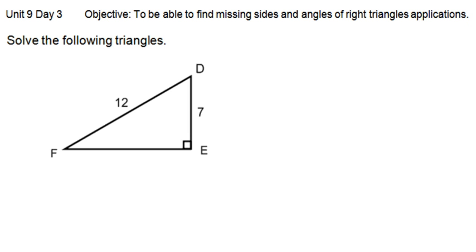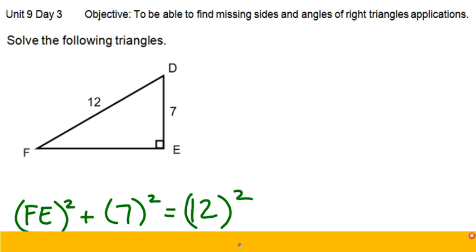We've been working on our objective, finding missing sides and angles of right triangles. So here on our Unit 9, Day 3, we've got our triangle DEF. We can see it's a right triangle. We know two sides of the right triangle, so we can find the third side by using our Pythagorean theorem. Again, Pythagorean theorem states the sum of the two legs squared is equal to the hypotenuse squared.